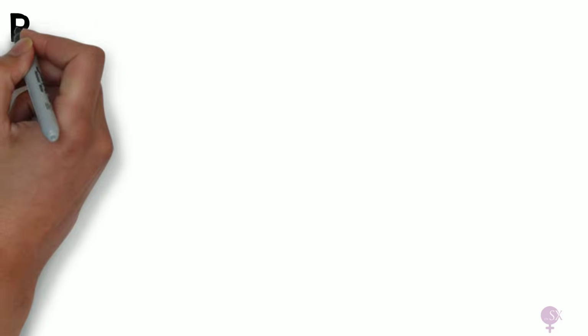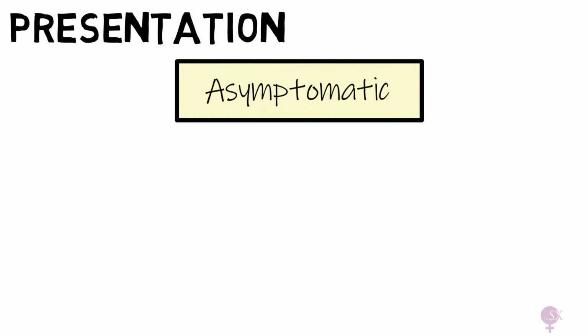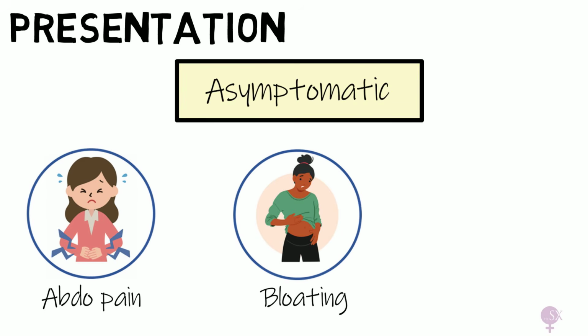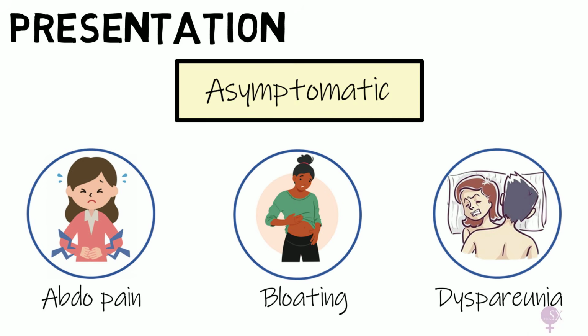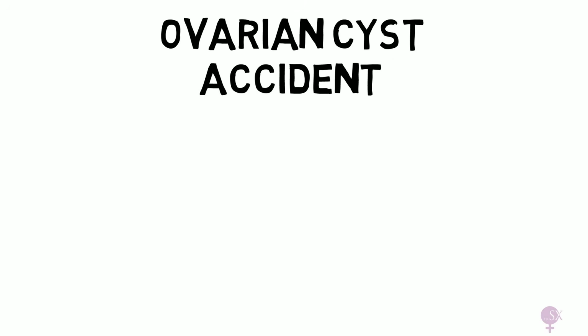Okay, so back to our ovarian cysts now. So how do they present? So most are asymptomatic, and patients won't be aware of the cyst. Others can present with abdominal pain, abdominal bloating, and dyspareunia, while others can present with acute complications of an ovarian cyst, referred to as an ovarian cyst accident, which can occur with both functional and pathological cysts.